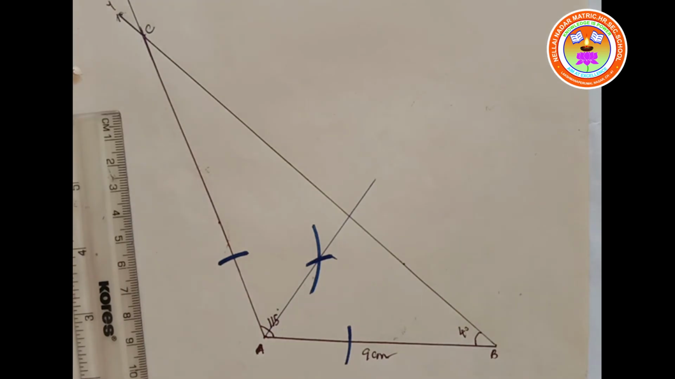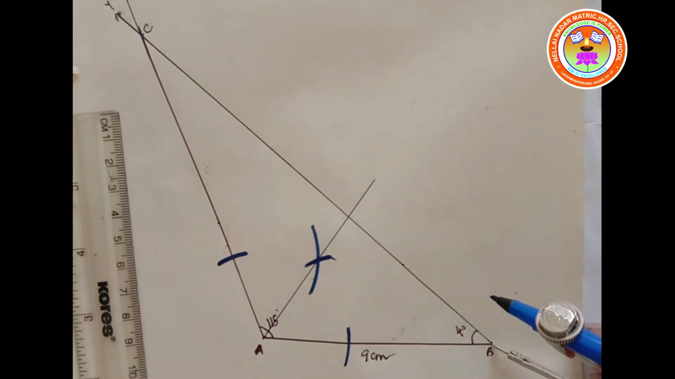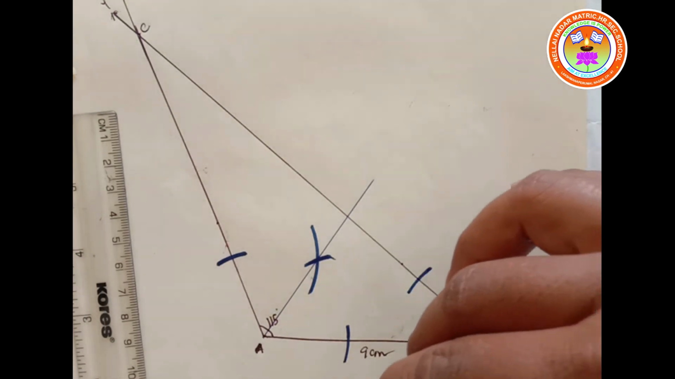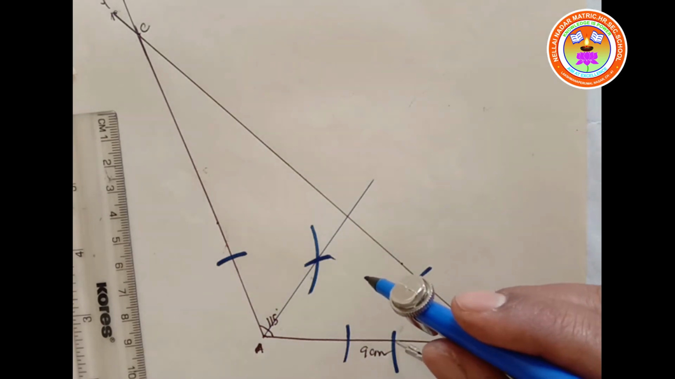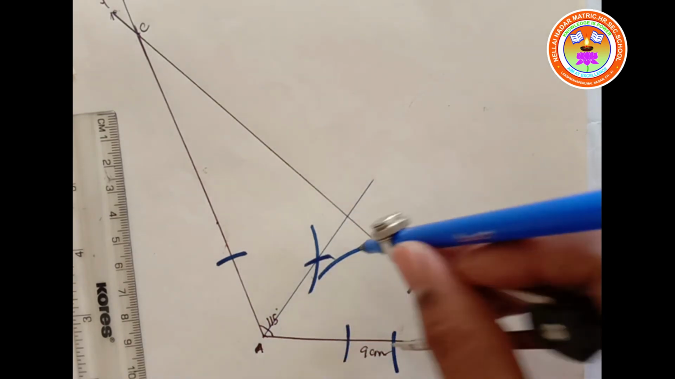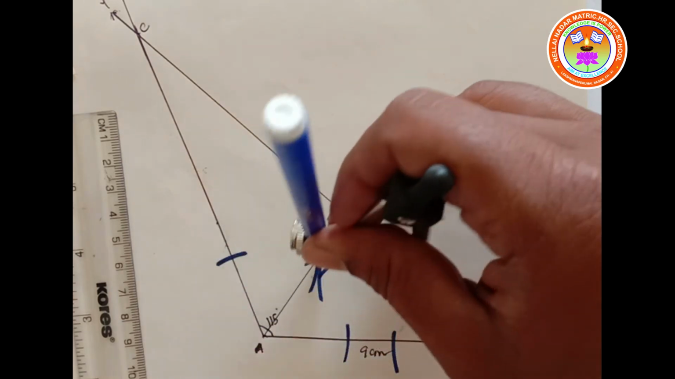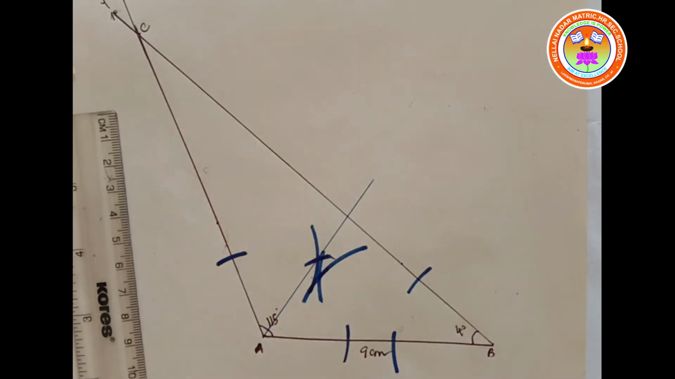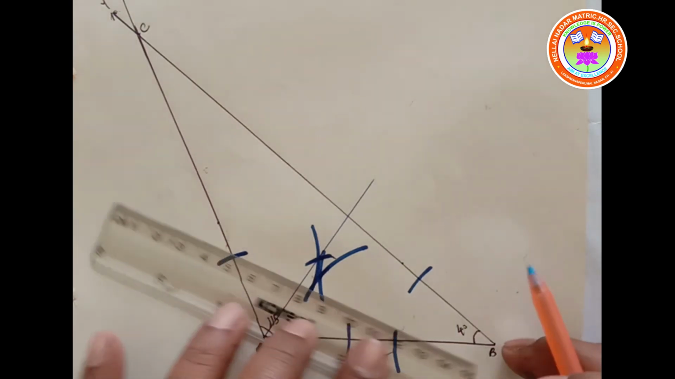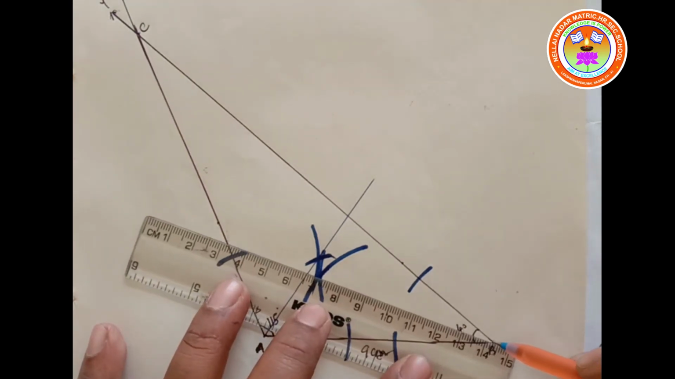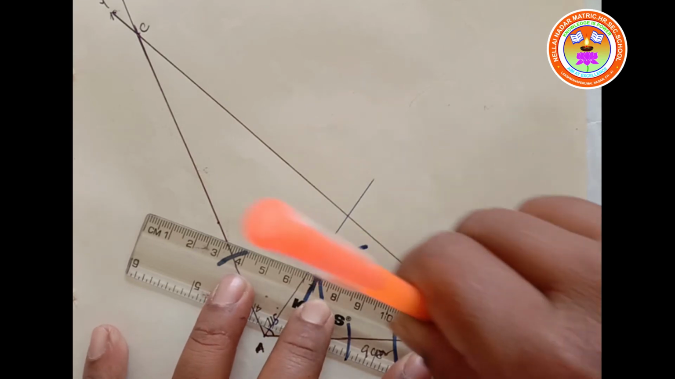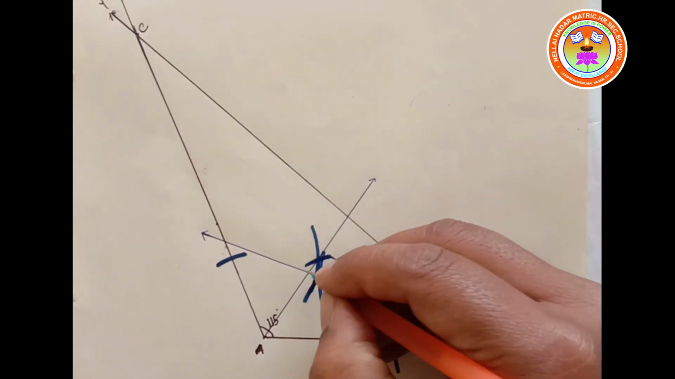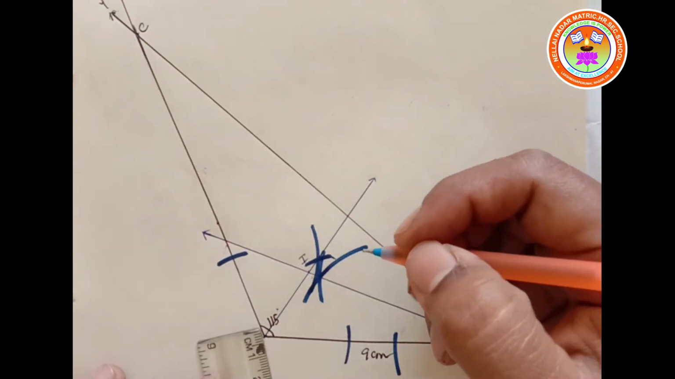It's clear, children? And same way from B, take any radius, again from here, with the help of scale, draw another angle bisector from B. Both the angle bisectors intersect at the point I. It's clear, children?